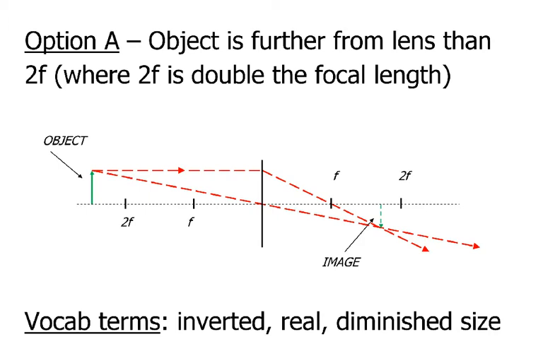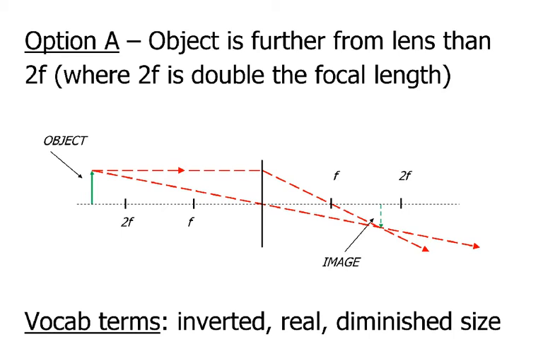Alright, so let's go. So here's our first option. Option A is what I'm calling it. Option A is where the object is located further away from the lens than 2F. So 2F is just double the focal length. If you take the length from the lens to the principal focus and then double that, that's 2F. Alright, so the object is further away from the lens than 2F.